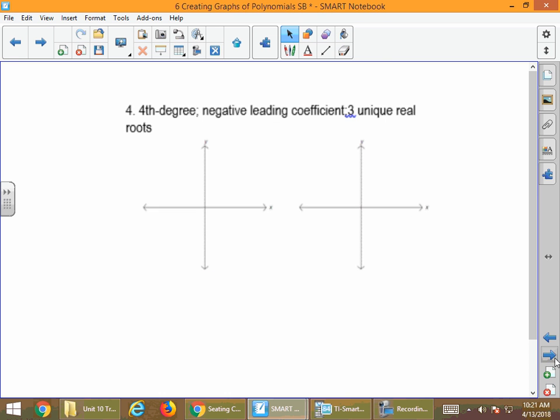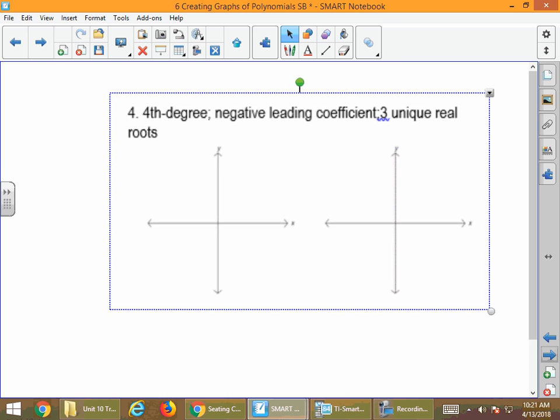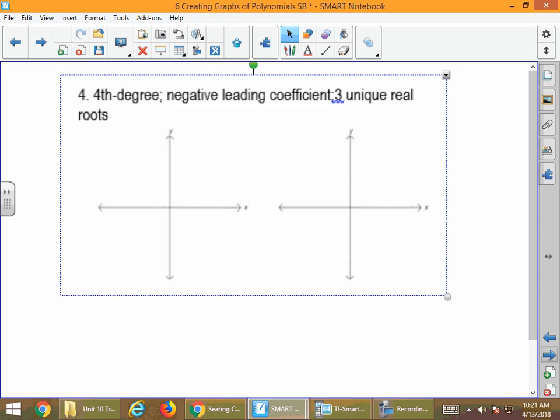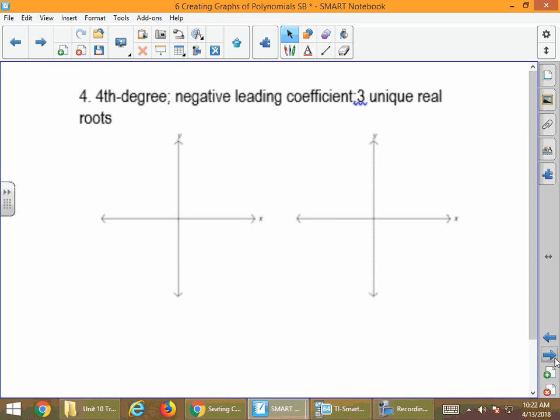Which leads us to the 4th example here. We've got a 4th degree, negative leading coefficient, 3 unique real roots. Negative means that we're going to finish going down towards negative infinity. And because it's an even function, they're both going to be going down towards negative infinity in terms of our end behavior. 4th degree means how many turning points? 3 turning points. I need to get 3 unique real roots.